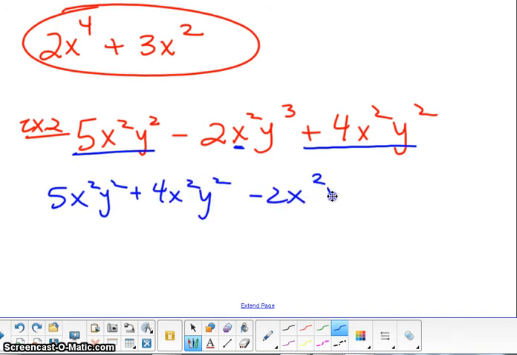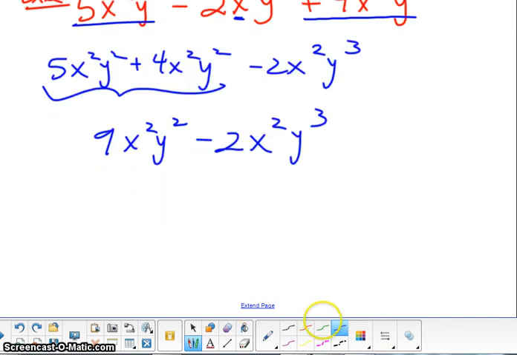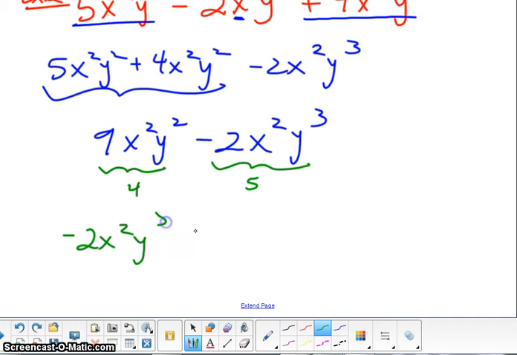The negative 2x squared y cubed, there is nothing to combine it with, so that's just going to be part of the answer. And this will be 9x squared y squared, because you take the coefficients and add them together, and then minus 2x squared y cubed for the final answer. And actually, before I say final answer, I should look at the degree. This degree is 4. This is a degree of 5. So we should put it from least to greatest. So negative 2x squared y cubed, plus 9x squared y squared if we're going to put that in degree order.